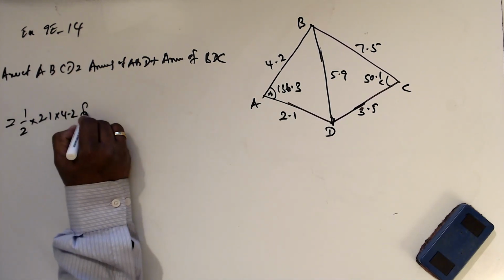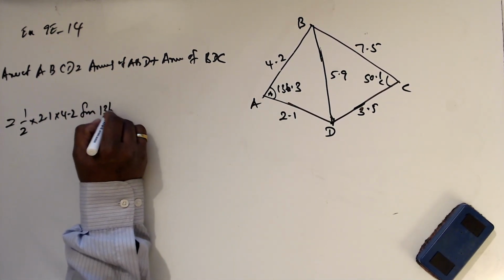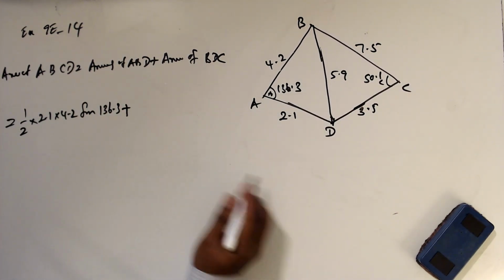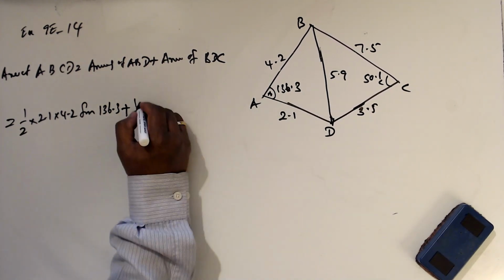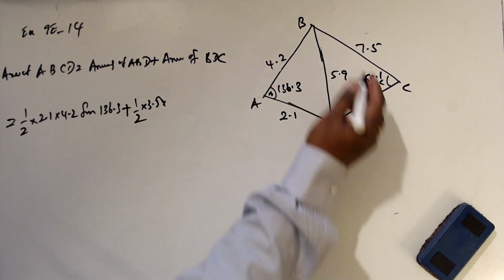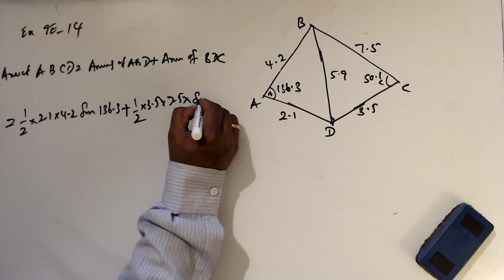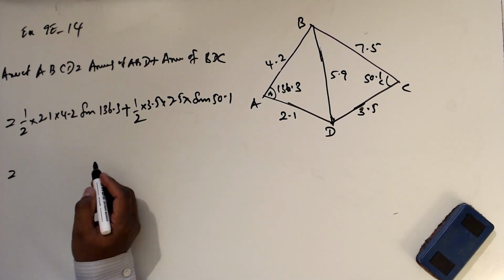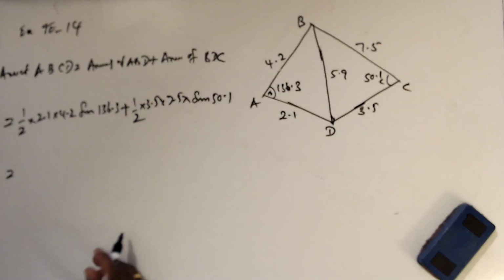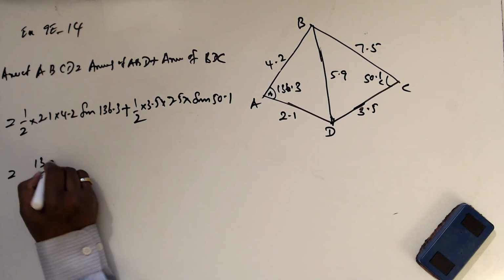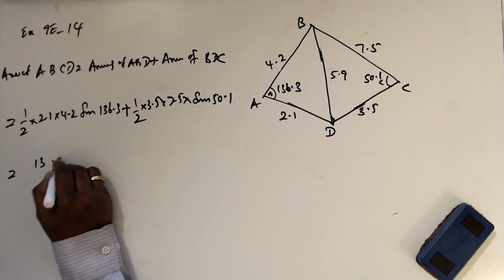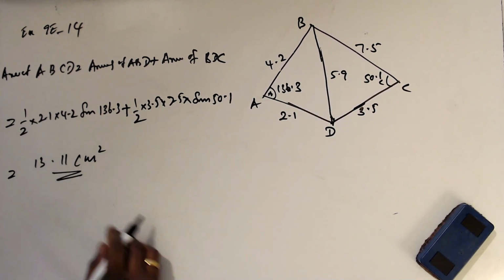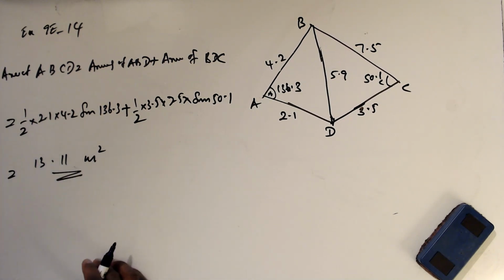4.2 times sine 136.3 plus, again from this one, half 3.5, 7.5 times sine 50.1. So this is the area. So total area you will get when you simplify from the calculator, 13.11 square centimeter, square meter basically.